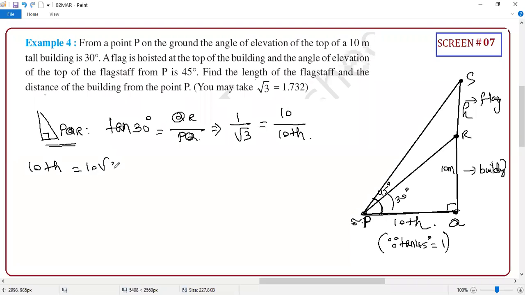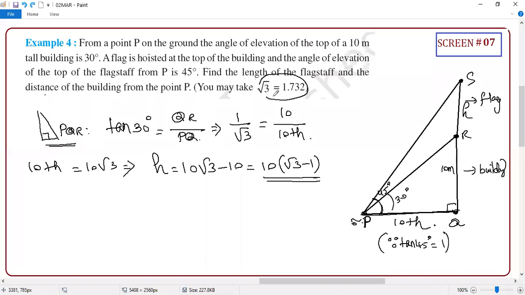Guys, what is h equal to? 10 root 3 minus 10. So if you take 10 out, what is the final answer? Root 3 minus 1. So this is the height of this guy. Yes or no? Everyone, anyone having doubt? No, sir. Guys, can I leave the answer like this?